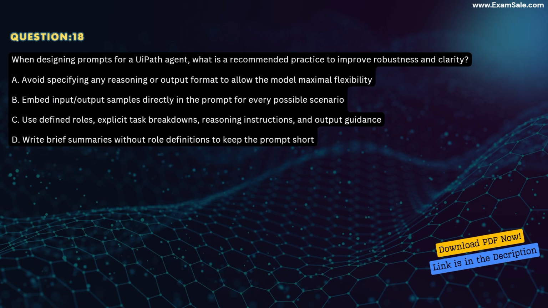Question 18. When designing prompts for a UiPath agent, what is a recommended practice to improve robustness and clarity? A. Avoid specifying any reasoning or output format to allow the model maximal flexibility. B. Embed input-output samples directly in the prompt for every possible scenario. C. Use defined roles, explicit task breakdowns, reasoning instructions, and output guidance. D. Write brief summaries without role definitions to keep the prompt short.